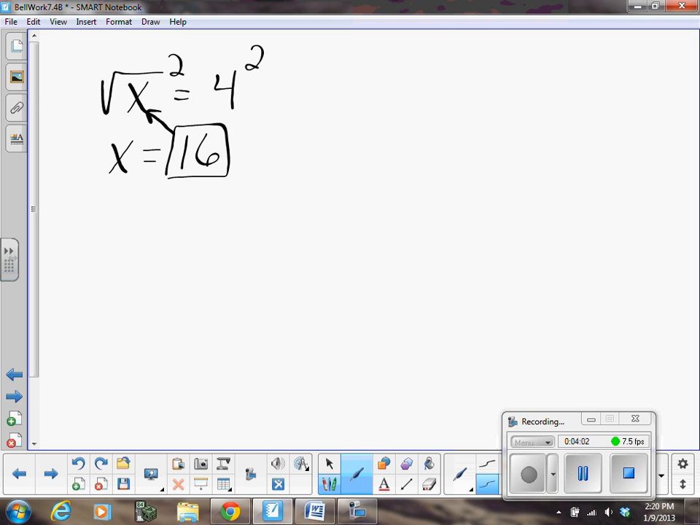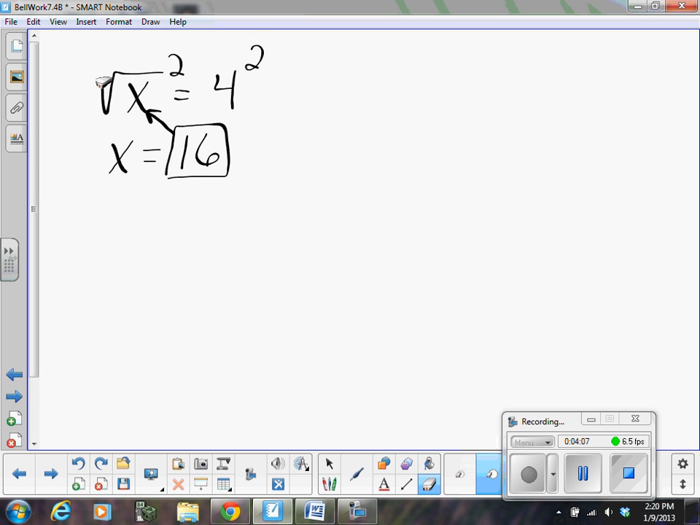So you need to plug that back in and take the square root of 16. Is the square root of 16 really 4? Yes. So this works. So this is true. All right. And that's how you would solve it.